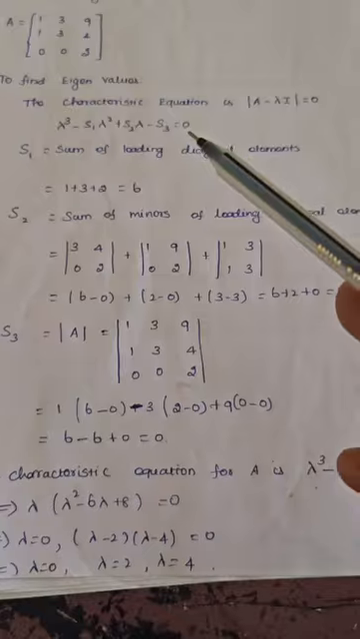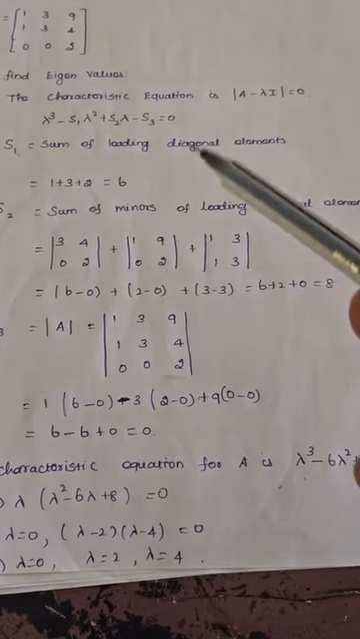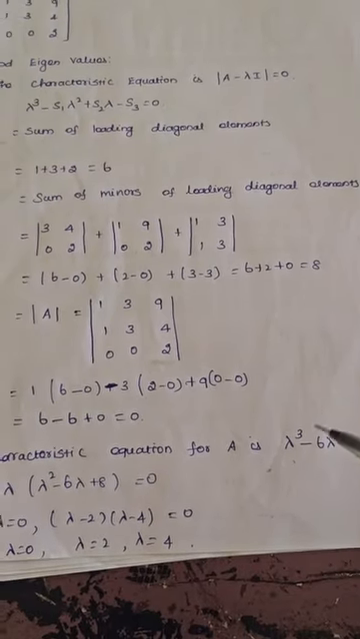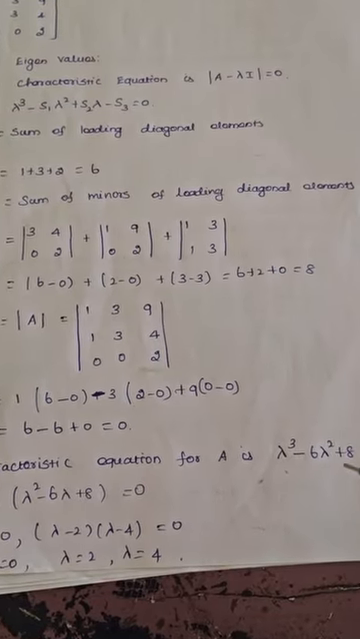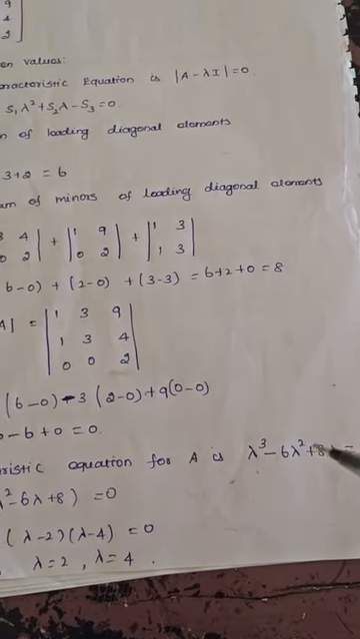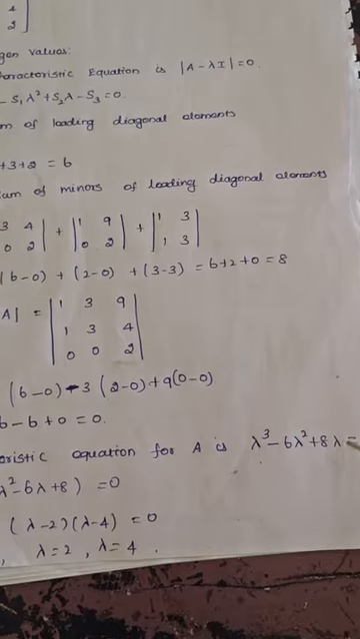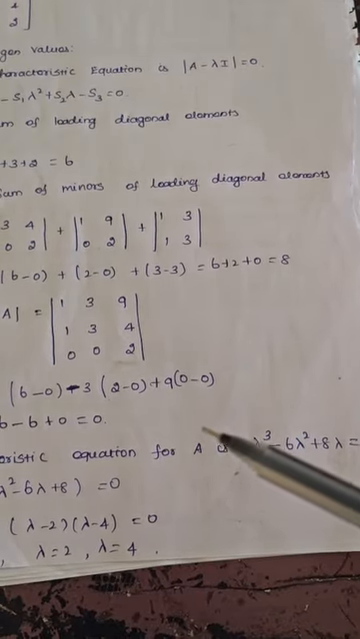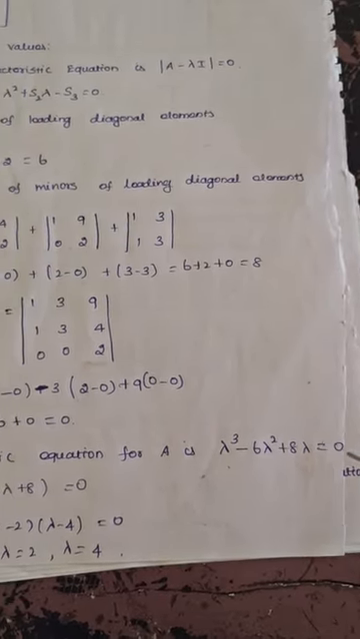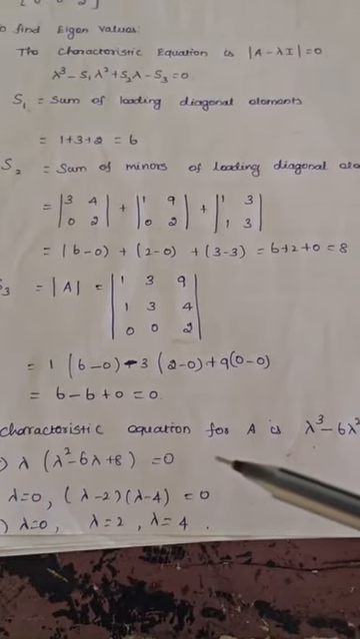Next we write the characteristic equation for A, substituting the S1, S2, S3 values. Lambda cube minus S1 value 6 lambda square plus S2 value 8 lambda, and the last S3 value is 0, equals 0. This is the characteristic equation.